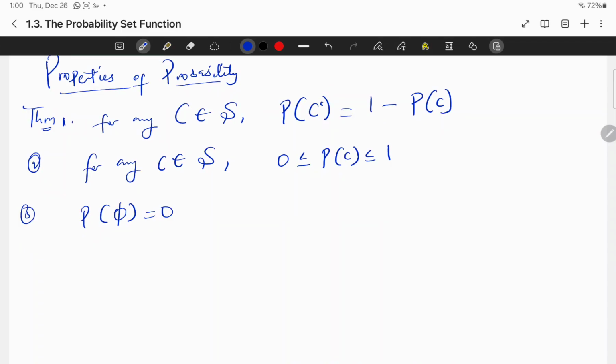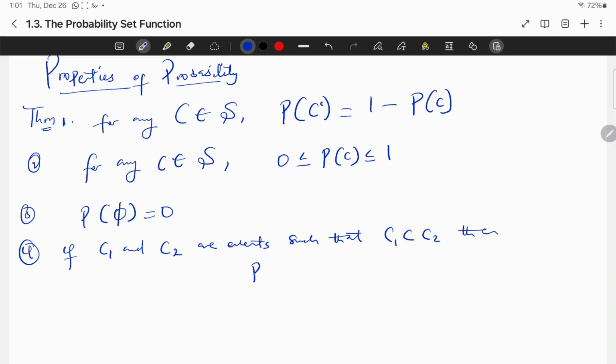Should be 3. So then 4, if C1 and C2 are events such that C1 is a subset of C2, then the probability of C1 is less than or equal to the probability of C2.